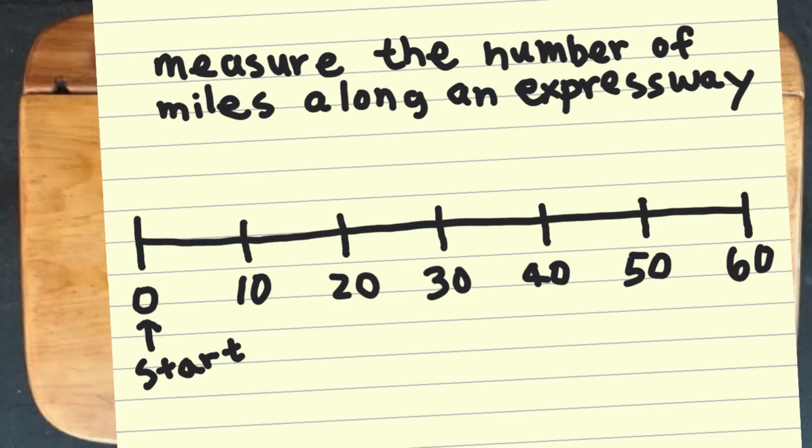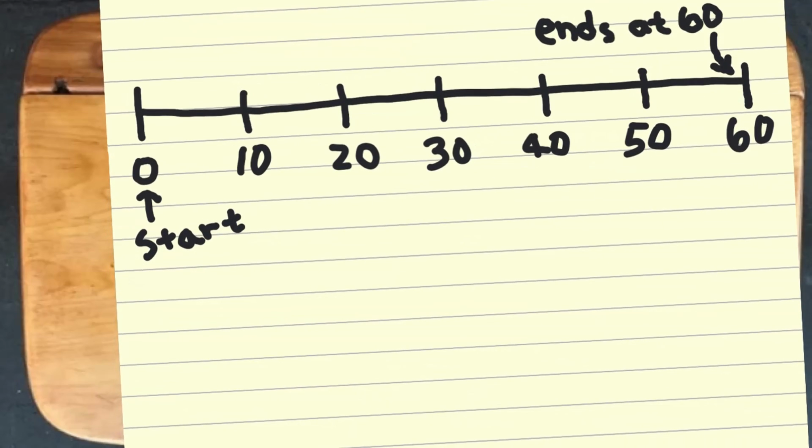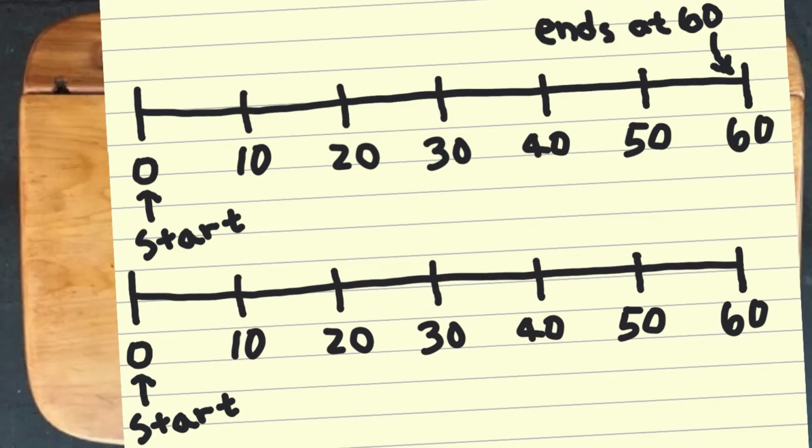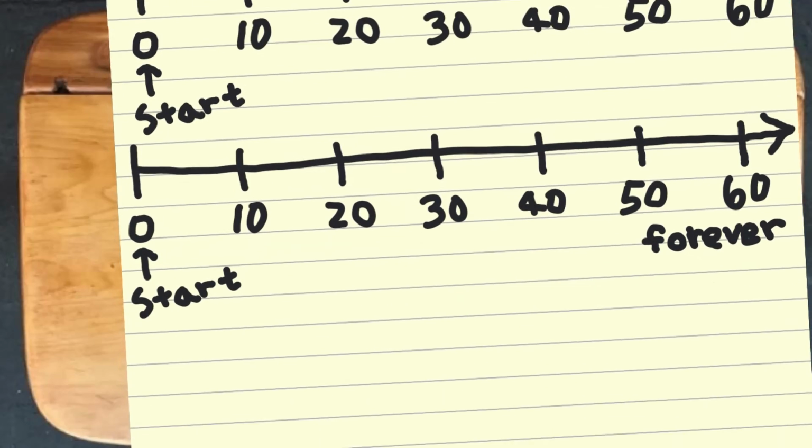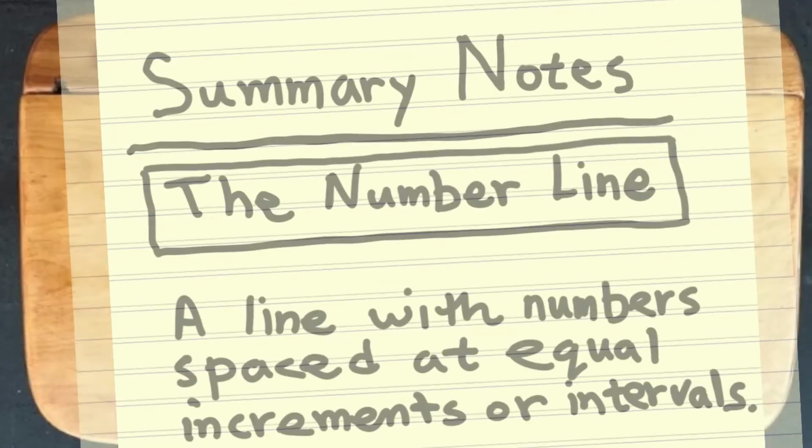Note that this number line has an ending. It ends at 60. If we draw another number line, it may look the same, but notice what I put at the end of it. It's an arrow, right? That means that the number line goes on forever. And so it can't be a number line of an expressway, can it? Because no expressway goes on forever. It's just something to make a note of and understand.